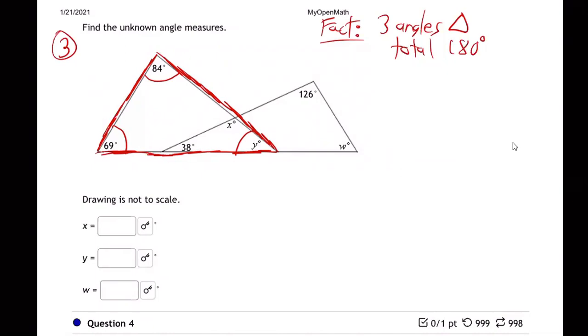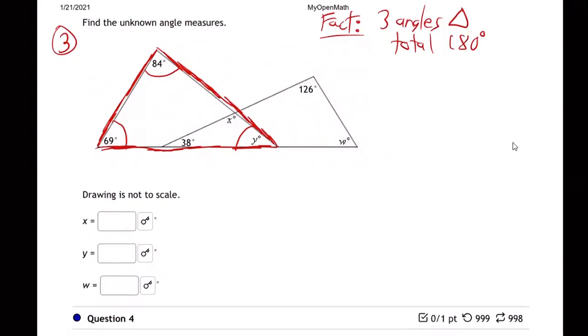See how we only have one part we don't know for the big red triangle on the left? There are 3 angles and 1 angle is unknown, so we can solve for that. So Y will equal 180 minus the other 2, minus the 84, and minus the 69. Use your calculator there. I'm getting 27. So Y's got to be 27.